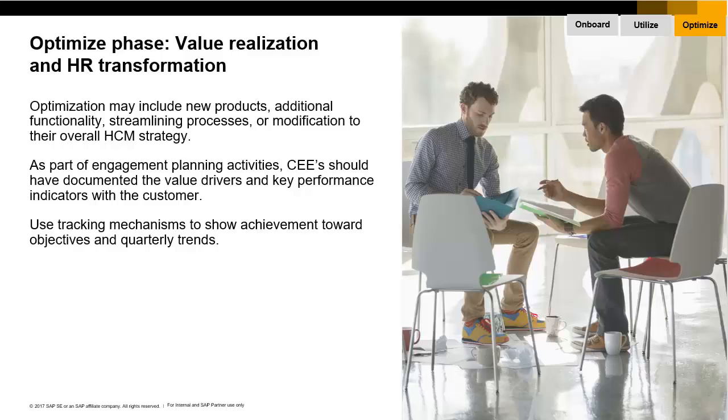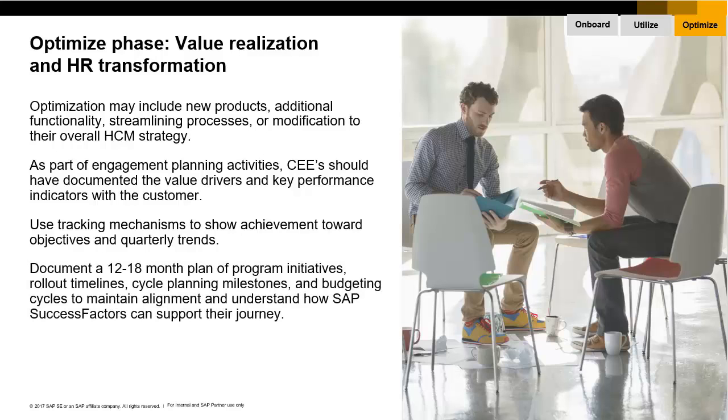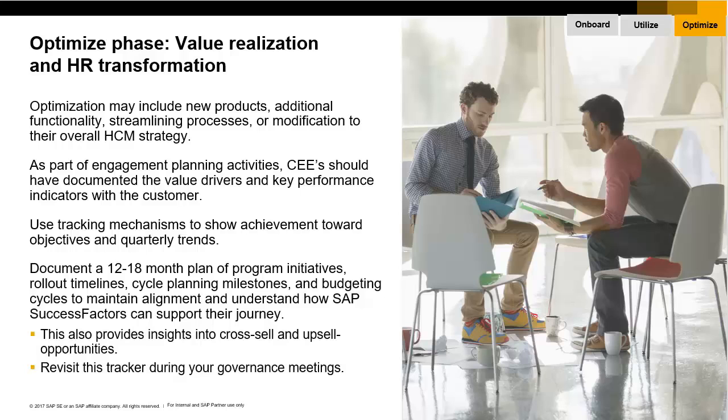In addition, documenting a 12 to 18-month plan of program initiatives, rollout timelines, cycle planning milestones, and budgeting cycles is helpful in maintaining alignment and understanding how SAP SuccessFactors can support their journey. This also provides insights into cross-sell and upsell opportunities. Revisit this tracker, this customer plan, during your ongoing governance meetings.